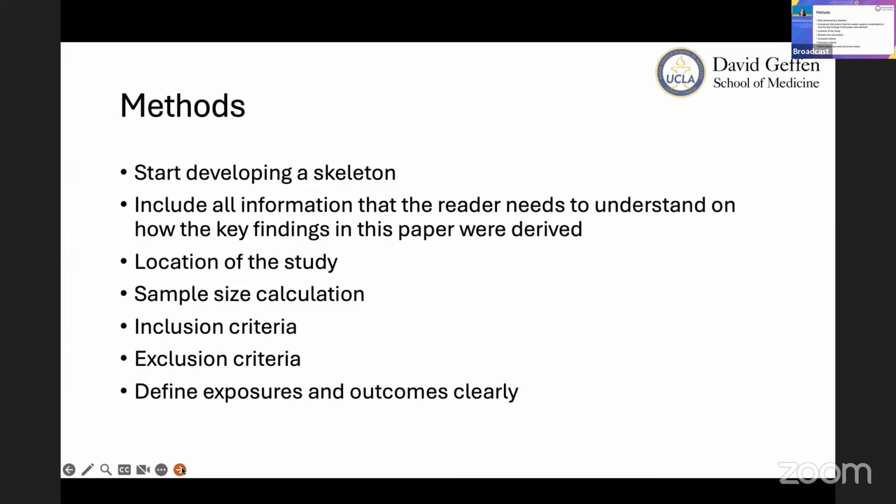So how to write a method section? You have to start developing a skeleton. You have to include all the information that the reader needs to understand how to present the key findings of the paper. What did we do?